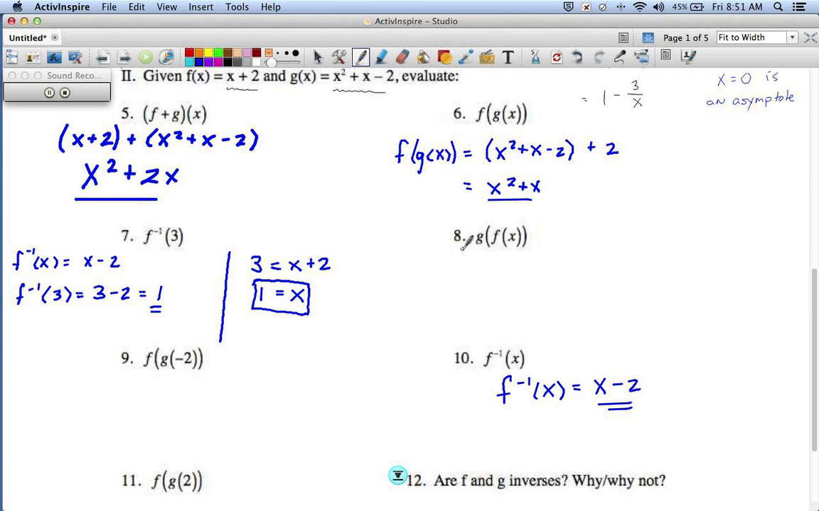Back up to 8 now. G of f of x. So now I'm going to take my f of x function and put in for each x in g. So I have x plus 2 squared, plus x plus 2 minus 2. And that's going to be x squared plus 4x plus 4 plus x. The 2's will cancel out here for a grand total of x squared plus 5x plus 4.